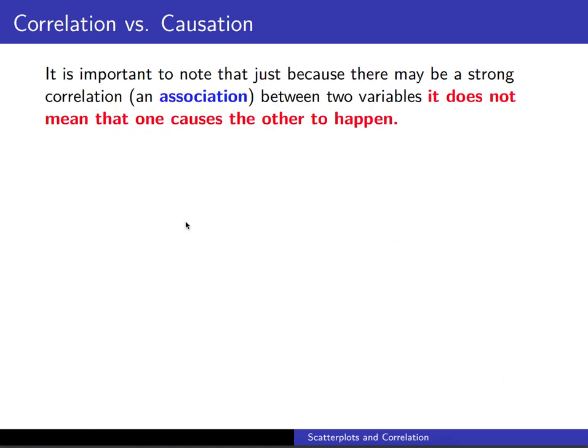All right, so I wanted to end this video by discussing correlation versus causation because there is a difference between them. So it's important to note that just because there may be a strong correlation or an association between two variables, it does not mean that one causes the other to happen. With correlation, and this is going to be important in our next section as well, we're just looking for if there is an association between the two. It doesn't mean that one causes the other to happen or vice versa. And that's going to be very important to remember as we continue on with correlation and regression.